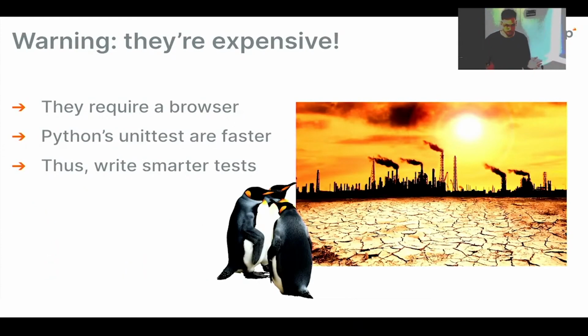A warning, though: to run these tests in your CI, Odoo will need to launch a headless browser, so it's much slower than running Python unit tests. For this reason, try to write smarter tests. Also consider QUnit tests are a bit faster than the tours, because they don't interact with the server, but still, it's much slower than Python.